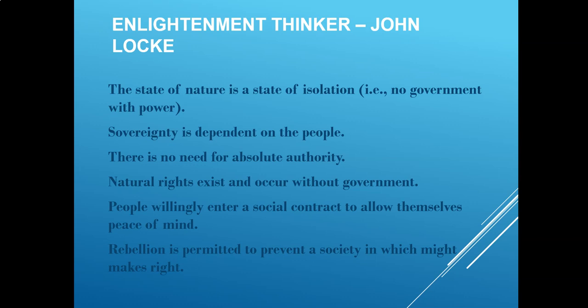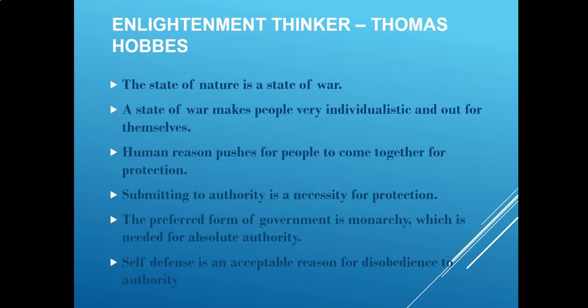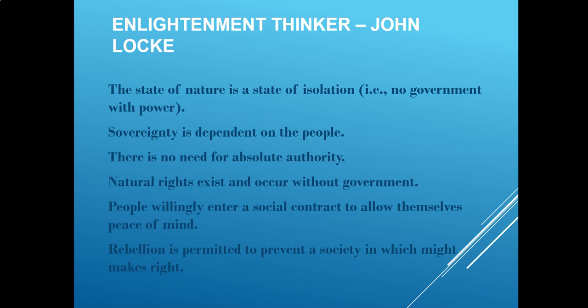Well, this kind of goes the opposite of what, if you see here, Thomas Hobbes said, that in order to have a peaceful society, a government, a monarchy was needed with basically absolute authority. So there you have a contradiction there. Both actually thought differently. Mr. John Locke also said that natural rights exist and occur without government. He also said that people willingly enter a social contract to allow themselves peace of mind. The social contract, in this case, with the government.